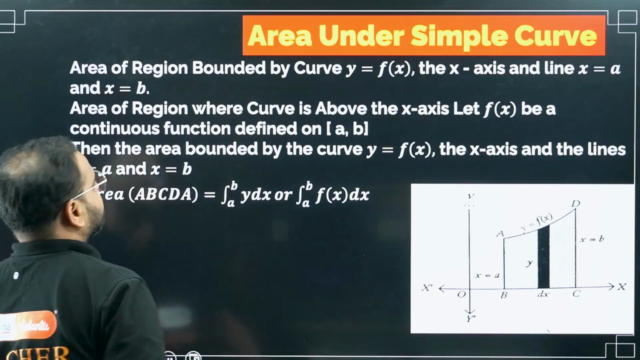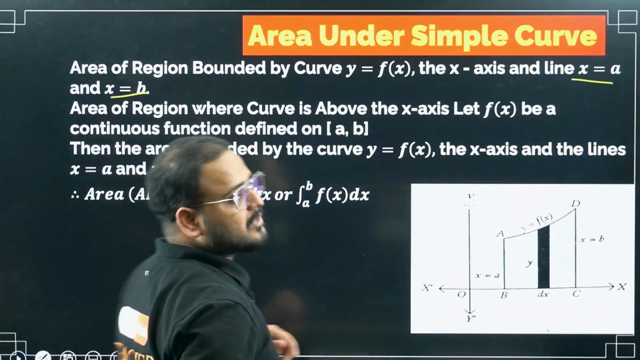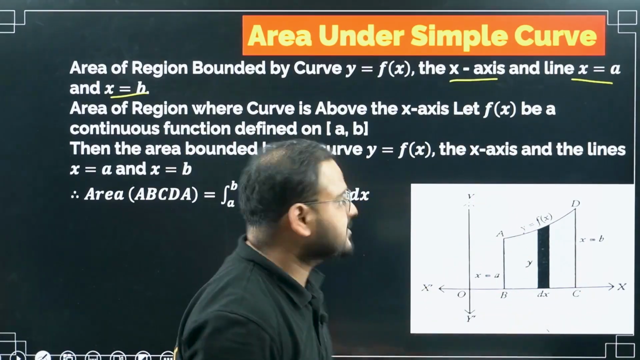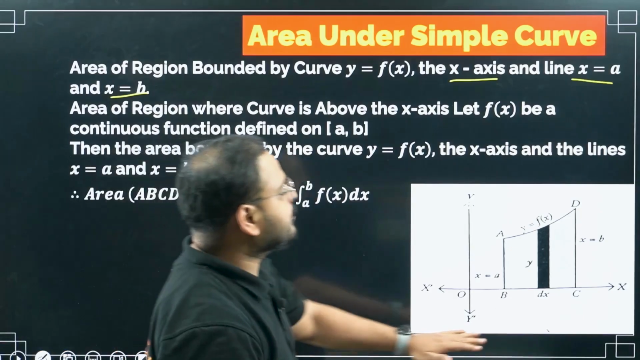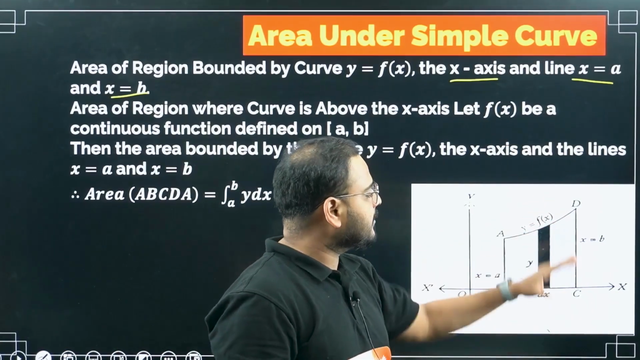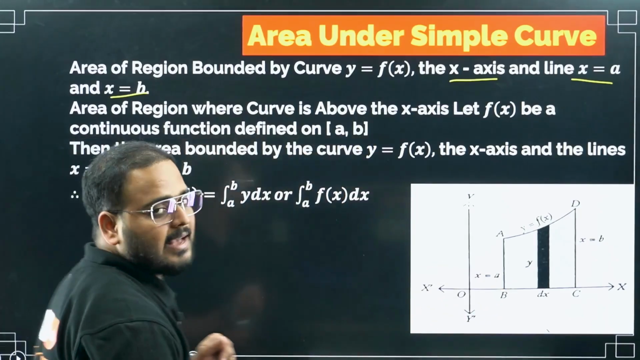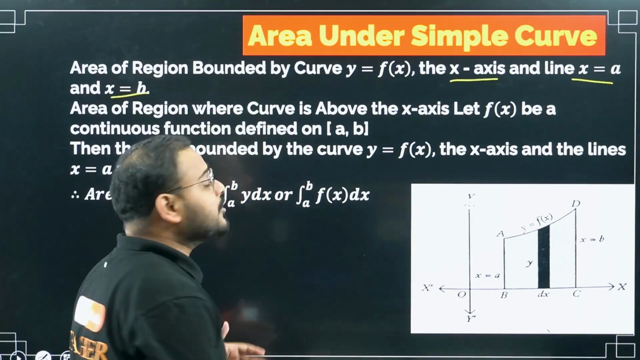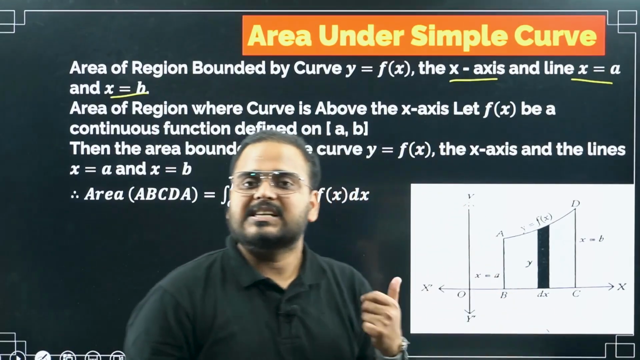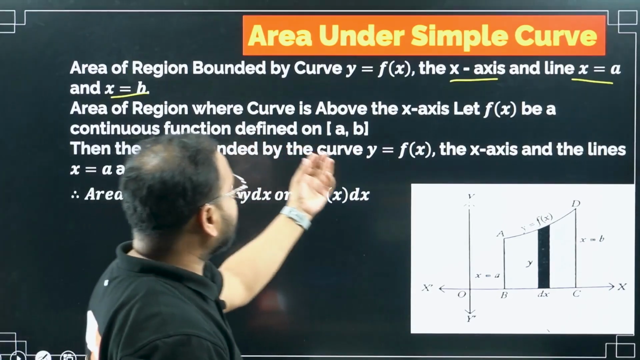Have a look, please. And one more thing they have written: x-axis, meaning this horizontal line. If this is not there, then this area will keep increasing, right? Because if this limit is not there, it will go below the x-axis also. So that's why the boundary is the x-axis as well. Not necessarily in all cases, but in this particular case they have given it. They will always specify what the boundary is.